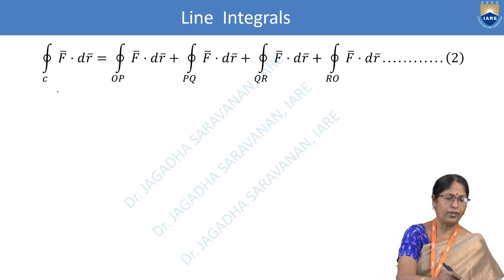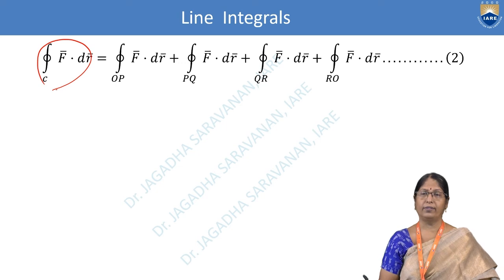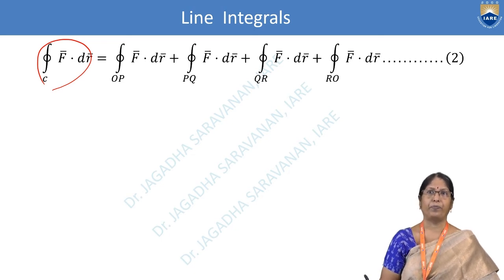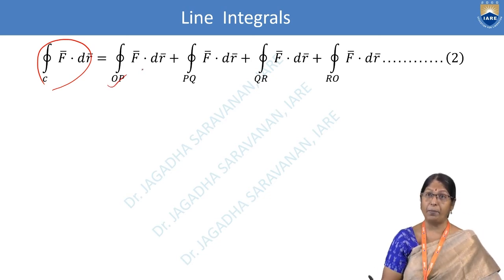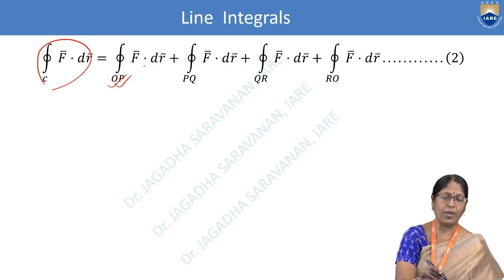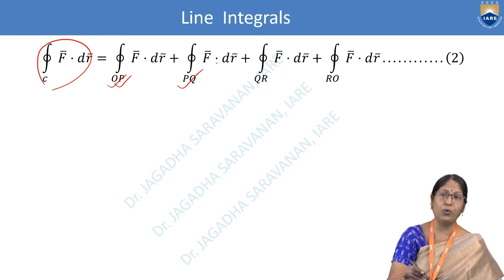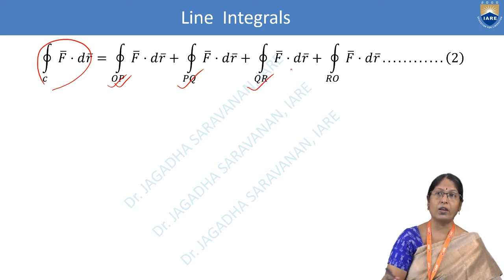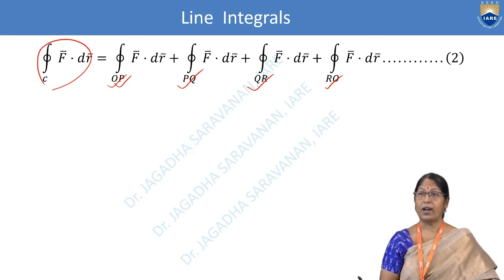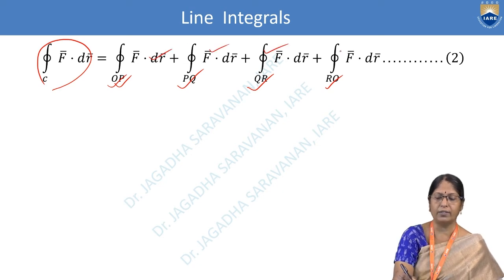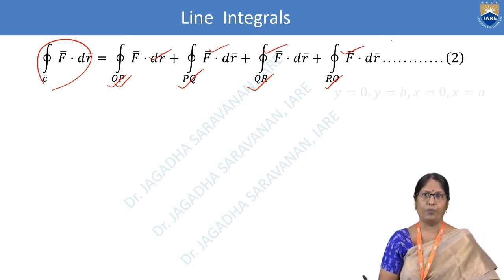Now, we know our line integral formula is F dot dr. But our closed curve is rectangular in shape. So the particle starts from the origin, which we named O. From O it moves to P, from P to Q, from Q to R, and from R it again coincides with our starting point, the origin O. So these four integrals we have to find now.